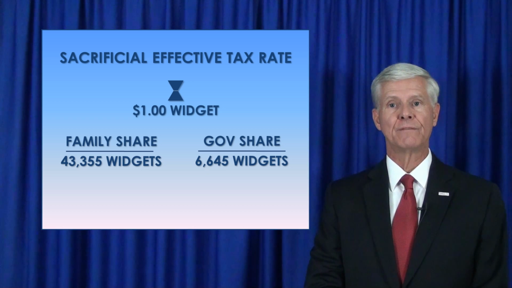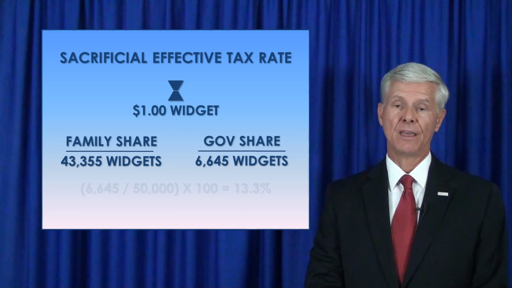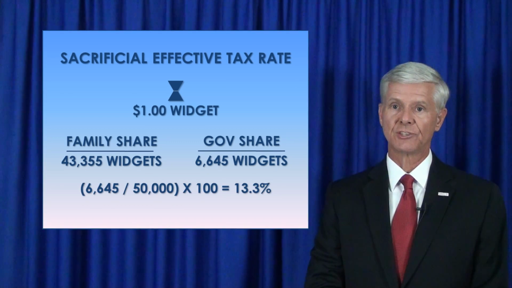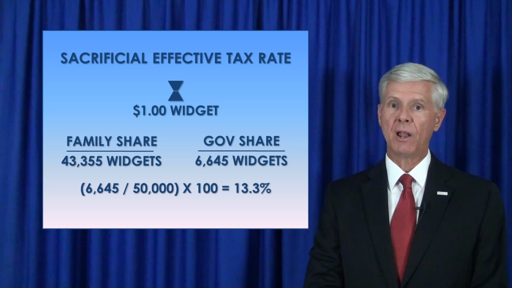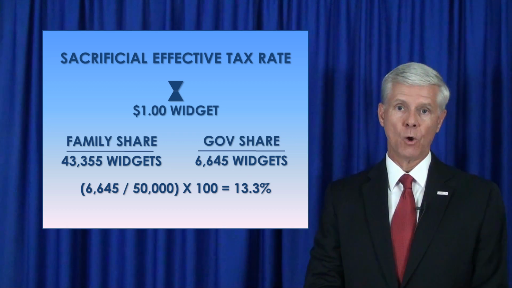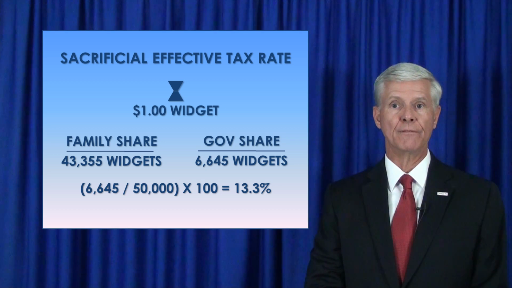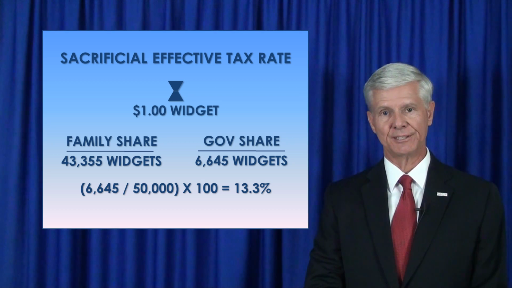We can now determine the family's effective tax rate. First, dividing 6,645 by 50,000, and then multiplying the quotient by 100, which gives us an effective tax rate of 13.3%.